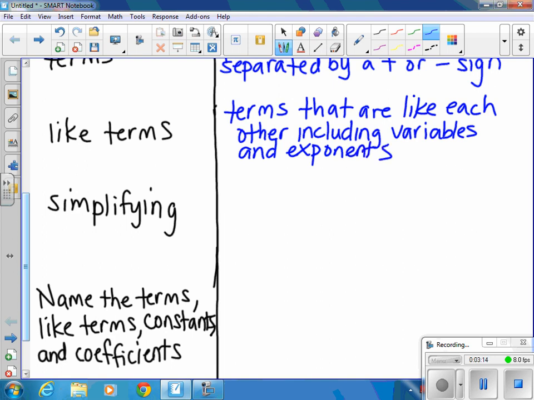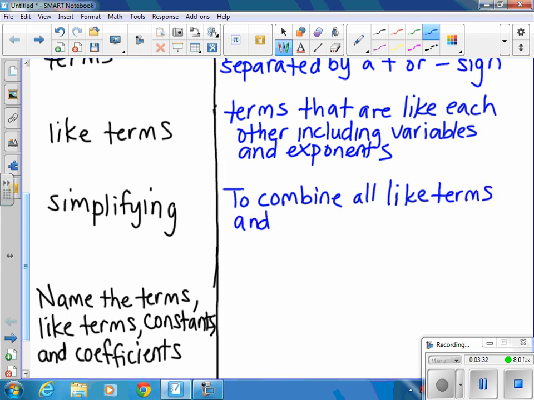And the last word is what we're really going to be doing with this, and that's simplifying. Every topic that we do with this page of notes is about simplifying these expressions. And that is when you combine all like terms and get rid of all parentheses. If you still have parentheses or if you have like terms still in your problem, you have not fully simplified, which means you are not done.